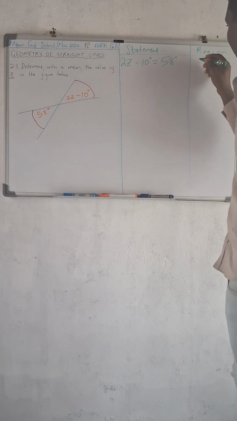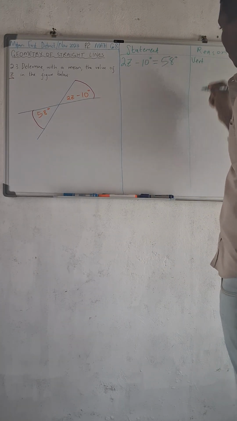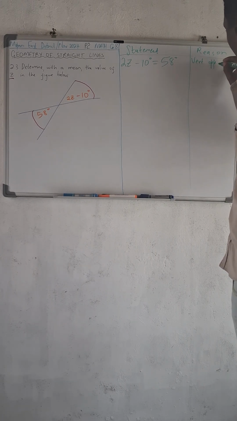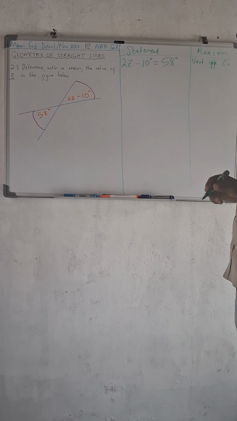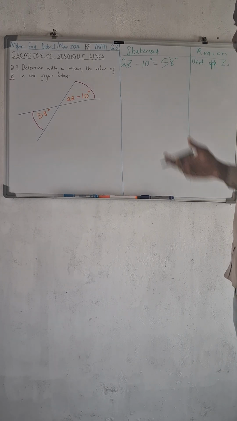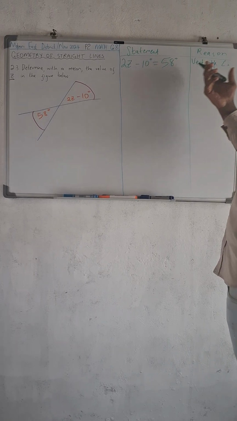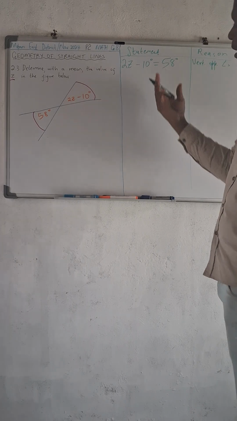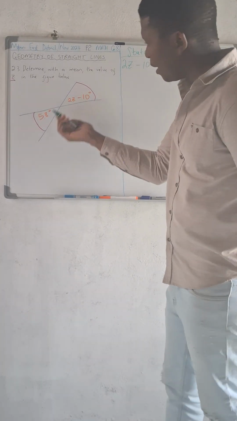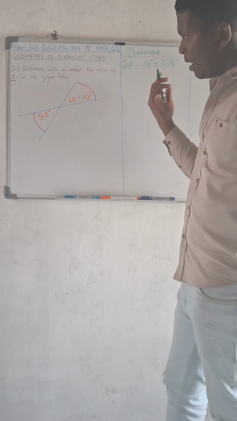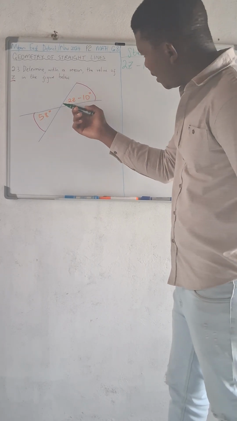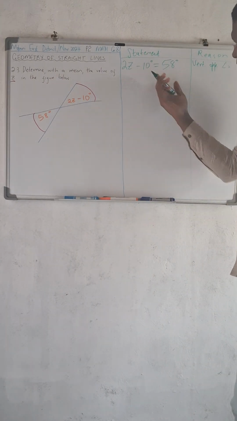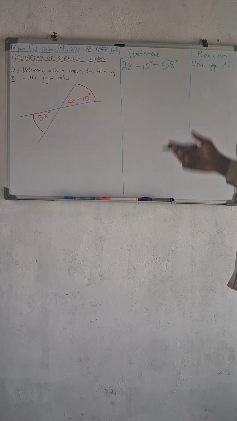So I'm going to write a reason. Vertical opposite angles, you don't have to finish the word vertical. They are equal. Your statement reflects exactly that. Learners fail to write this algebraically. They know that these two angles are equal, but writing it algebraically is a problem. I don't understand why. This angle, which is 2z minus 10 degrees, is equal to 58 degrees, and we write exactly that.